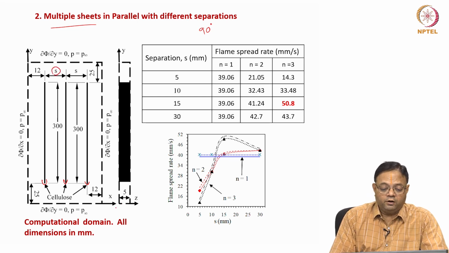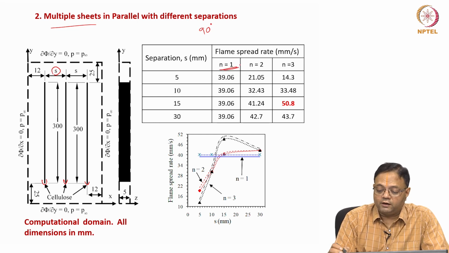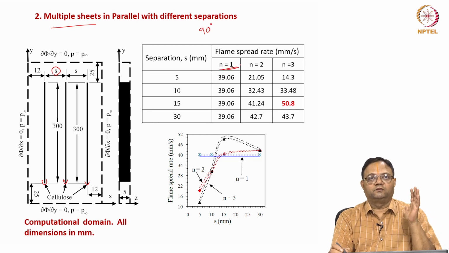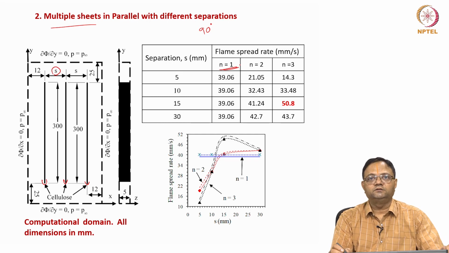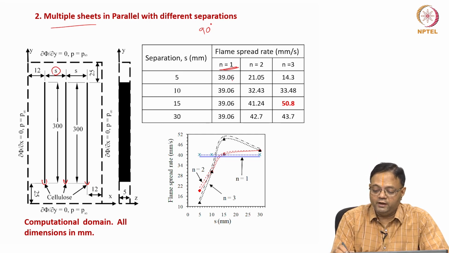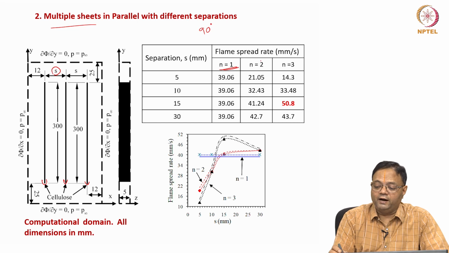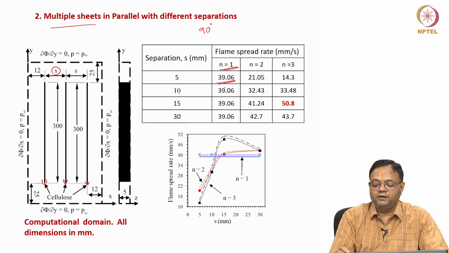Now, n equal to 1 corresponds to only one sheet present. So, there is no question of separation distance. So, you can see that the flame spread rate is about 39 mm per second. I have just put the values here as a function of separation distance, but there is no separation distance for the single sheet case.